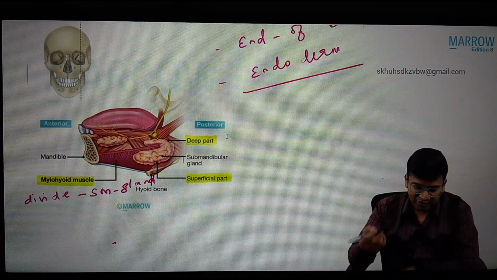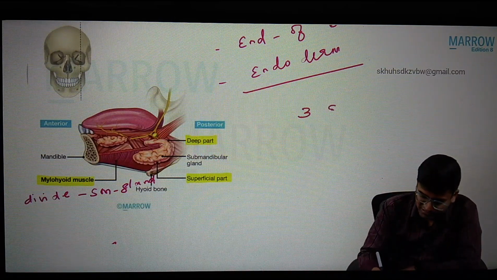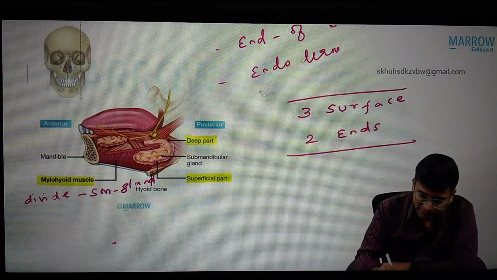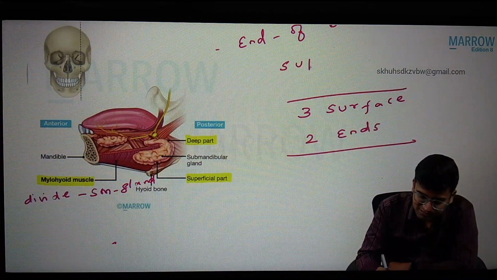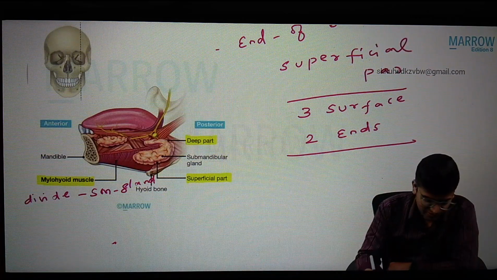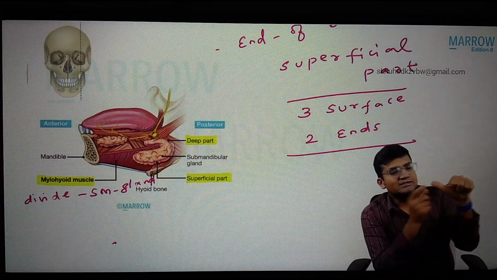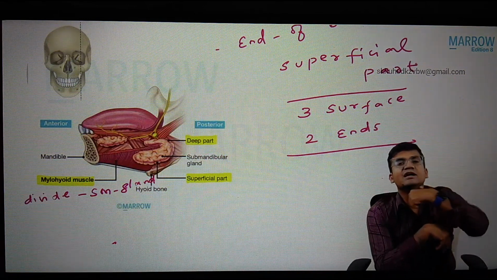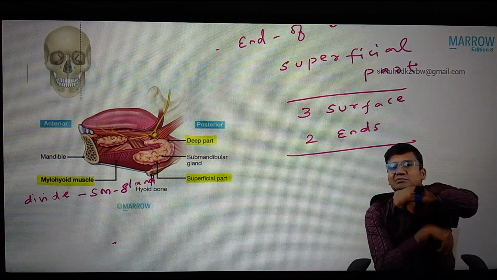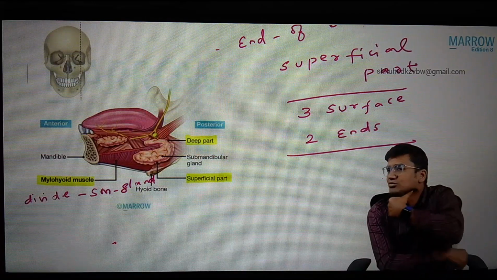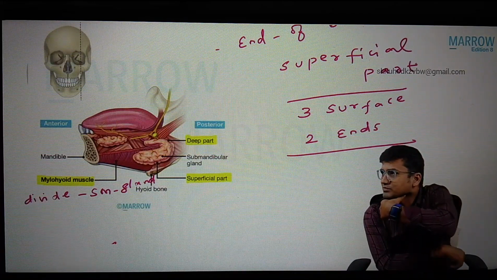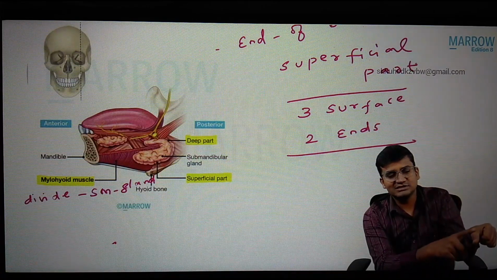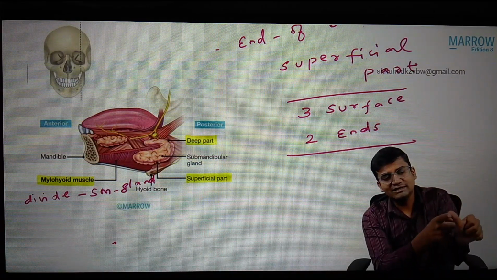Now the superficial part of the submandibular gland has 3 surfaces and 2 ends. This is the superficial part of the submandibular gland. See here, keep the thumb like this, and fit the thumb in the mandible. So this is how the submandibular gland is present, the superficial part I am saying. So we have 3 surfaces. This surface, this one and this one.